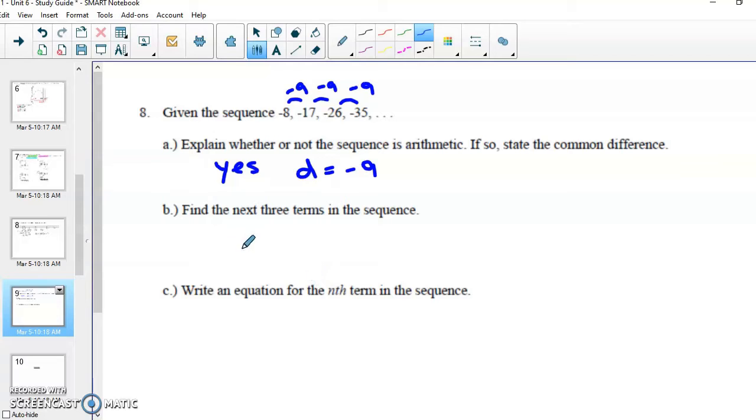Next 3 terms, well, just keep subtracting 9: -44, -53, -62.